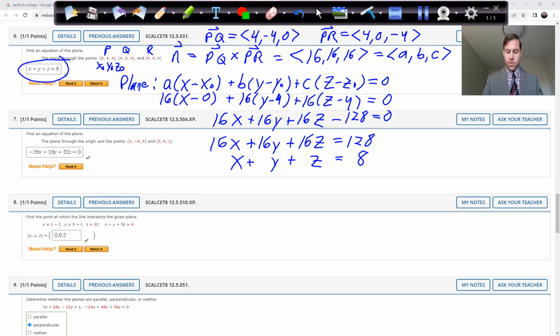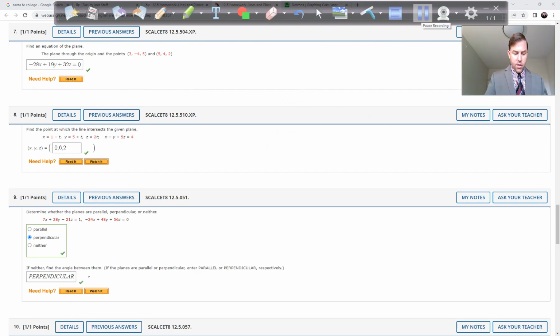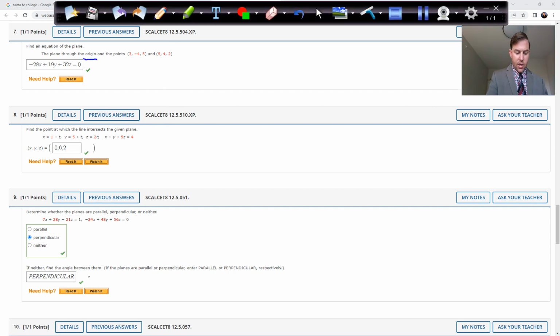So just a little bit of work there, but after the cross product, it is basic algebra, distributing and combining like terms. Okay, so for 7, it's really similar. It says find the plane through the origin and the points 3, 4, 5, and 3, negative 4, 5, and 5, 4, 2. So let's call these Q and R, and I called the origin point P, which is 0, 0, 0.